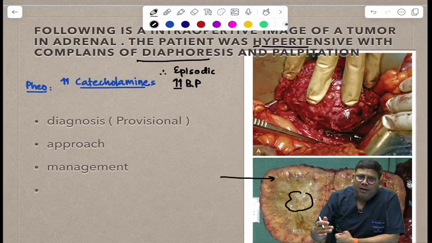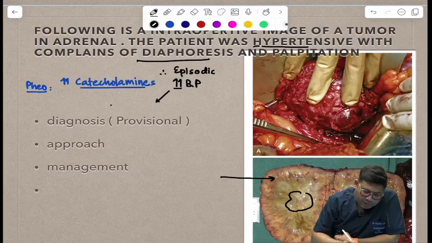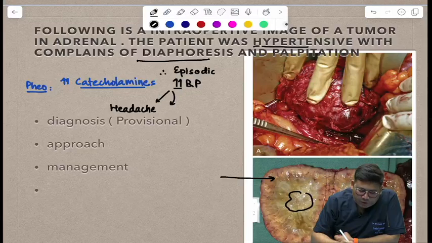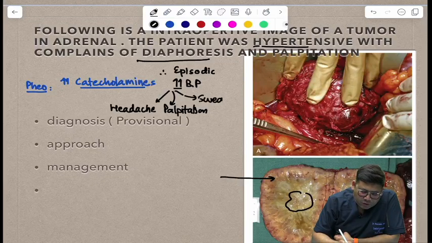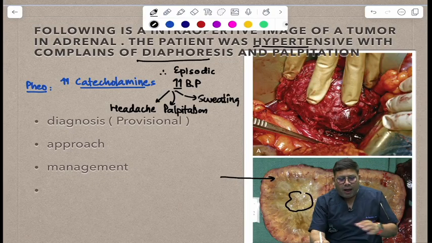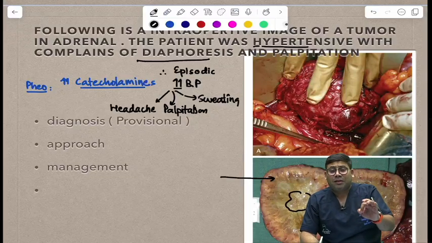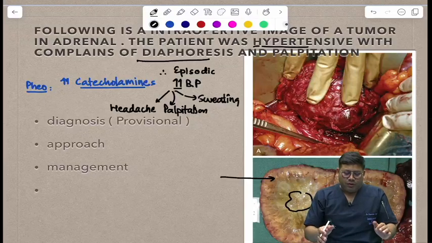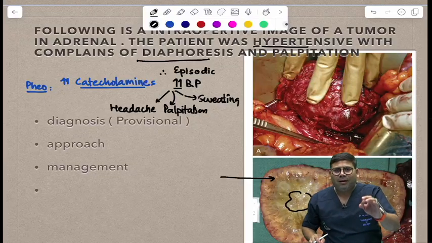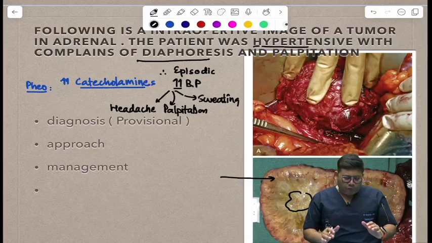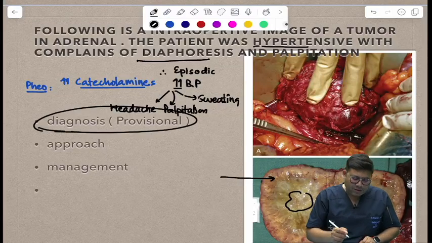If catecholamine is high, there will be palpitation. If there is increase in blood pressure, there will be headache also. There will be headache, sympathetic stimulation will cause palpitation, and sympathetic stimulation will also cause sweating. So diaphoresis, palpitation and episodic increase in BP. This is classic. This is known as paroxysmal hypertension. So this is a classical clinical presentation of a patient of pheochromocytoma. So we have given the provisional diagnosis like this.